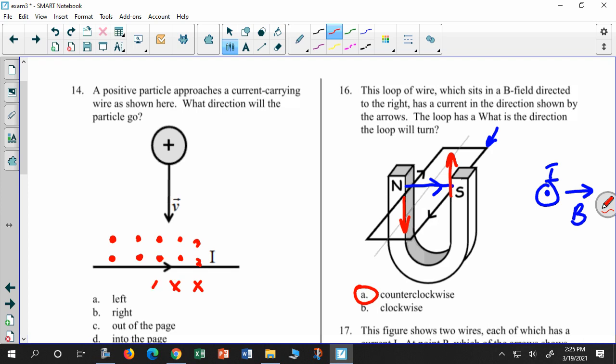It's into the page right here, although that doesn't really matter. But that's what the magnetic field looks like. And then I say, well, V is down, magnetic field is towards you. That means that the force is to the left. So my force is to the left, so this thing will move to the left.